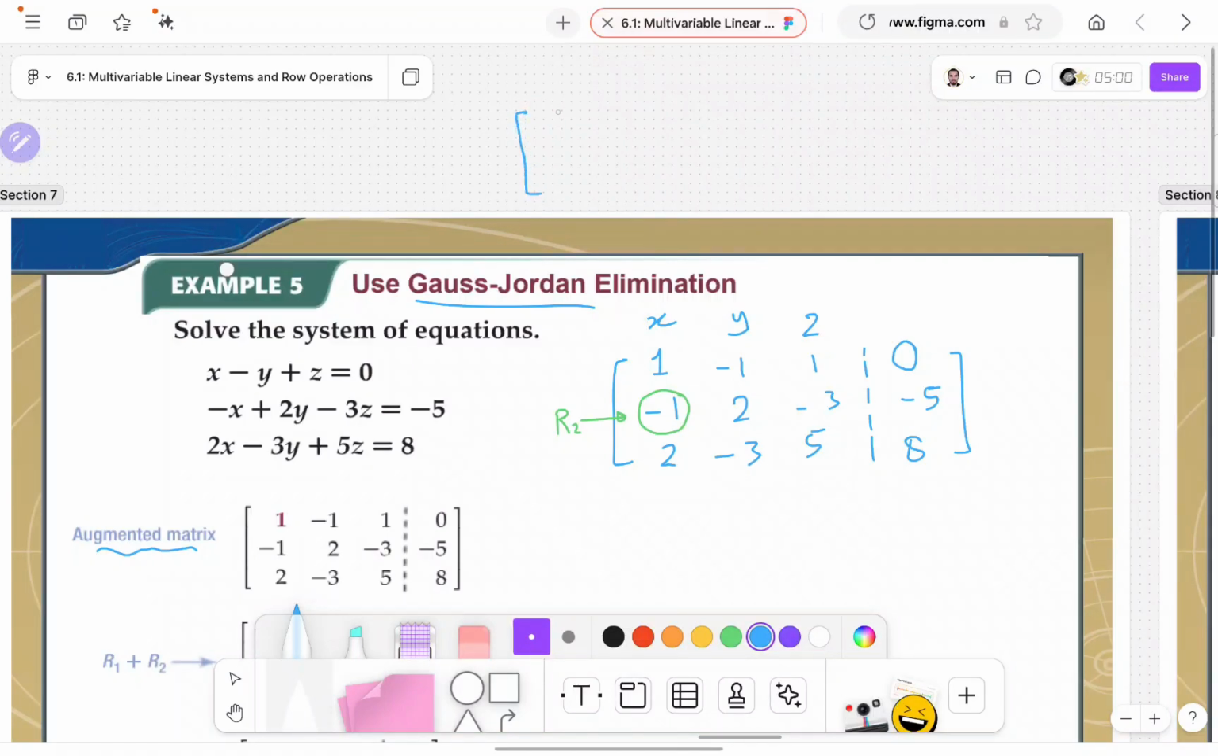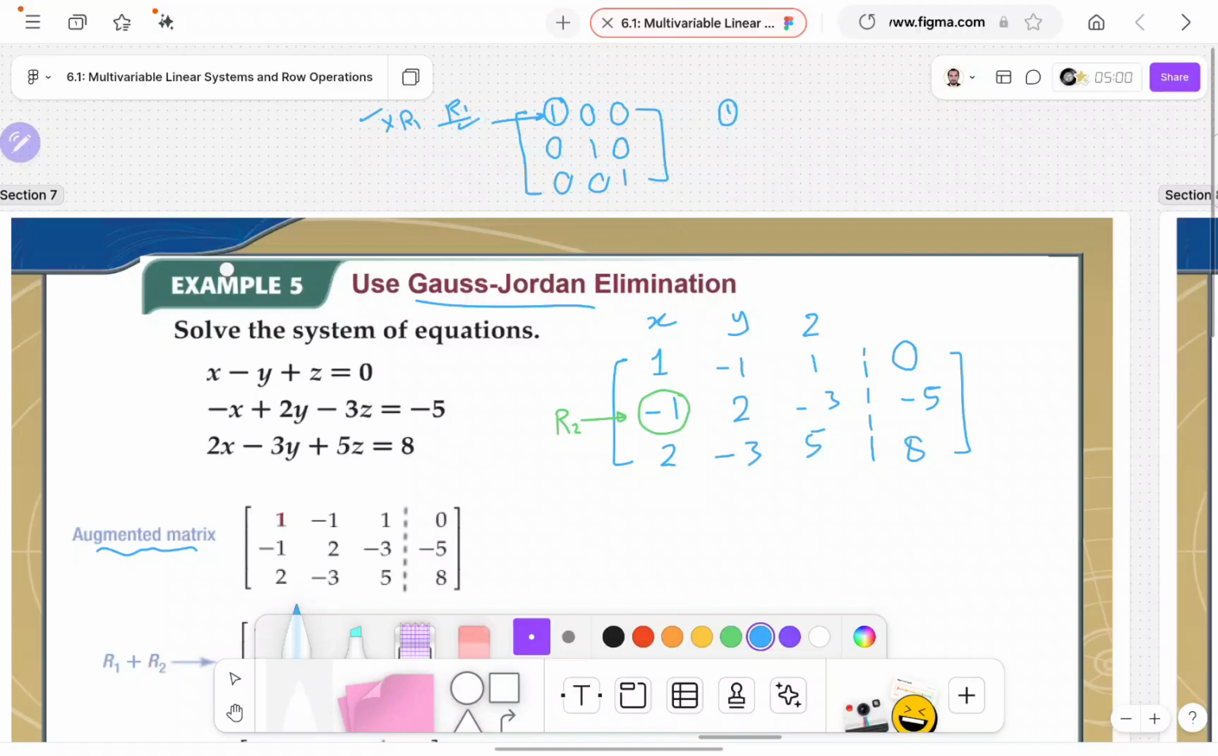First thing, let's write the row echelon form: 1 0 0, 0 1 0, then 0 0 1. So this is row echelon form. Now there are 4 steps. Step number 1, make this value equal 1. How to make this value equal 1? You need to multiply row 1 by any number, or divide row 1 by any number.